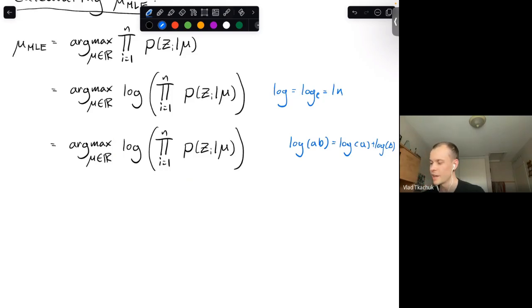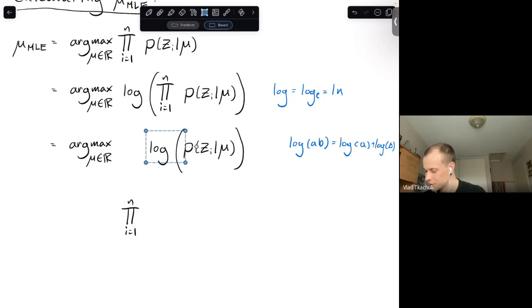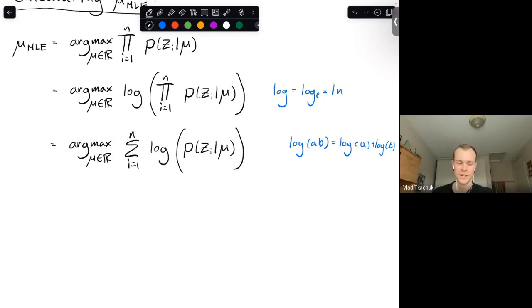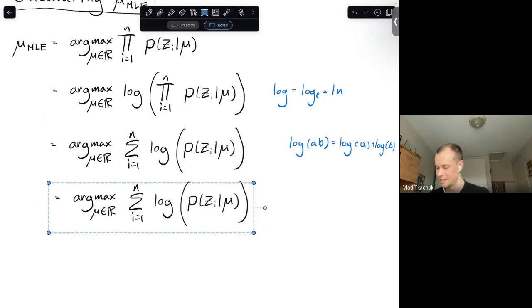Okay, so here we have n things multiplied to each other, and you can apply the same property. The way we do this is we take out the product, we move the log inside, and now it's no longer a product, but it's a sum. Product becomes sum here. Okay, that's that step. And then at this point, this actually turns out to be a really easy thing to optimize. But before that, we do one more thing, and it's purely for convention.